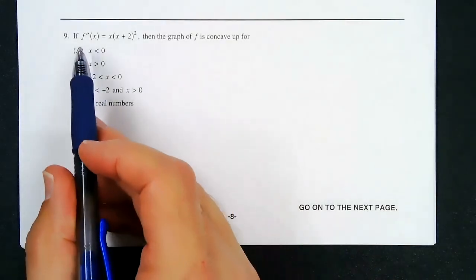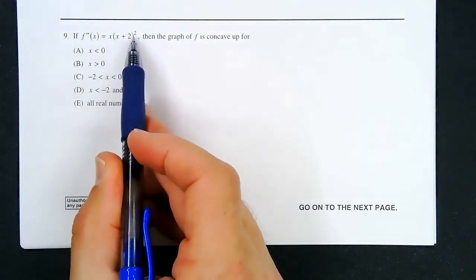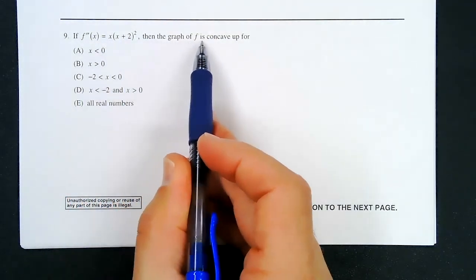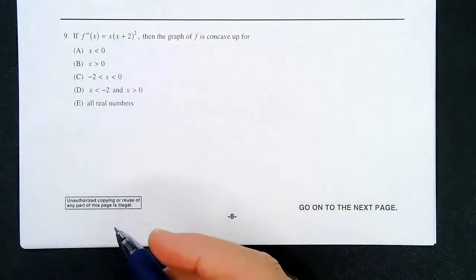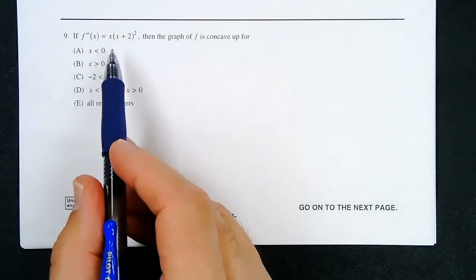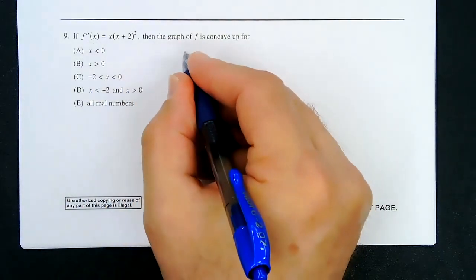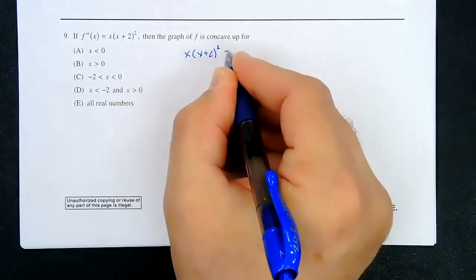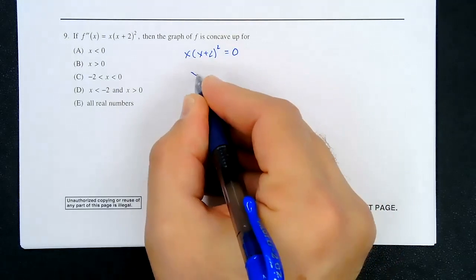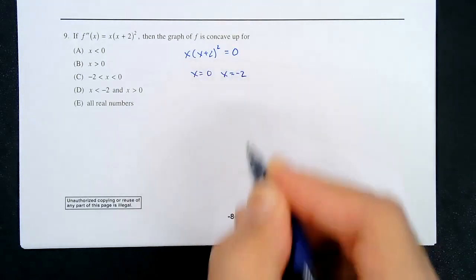So for this next problem, if f double prime of x is equal to x times the quantity x plus 2 squared, then the graph of f is concave up for. And so really this is the concavity test. The very first thing we want to do is, okay, when is the second derivative equal to 0? So we're going to set x times x plus 2 squared equal to 0. And this is going to happen when x equals 0 and also when x equals -2.